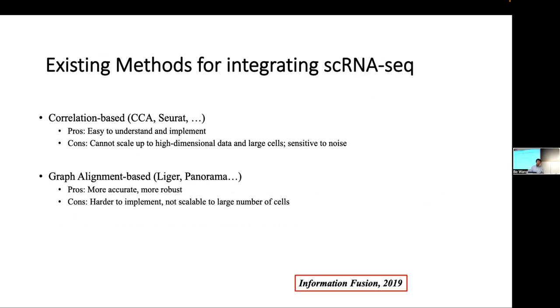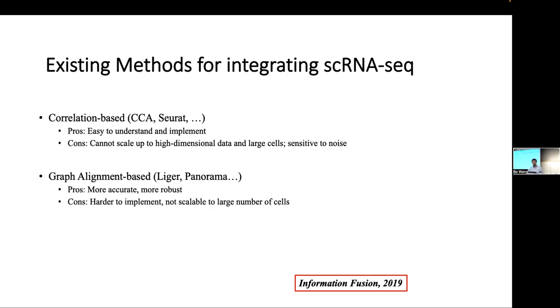There are already many methods, either statistical or machine learning, to integrate single cell RNA-seq data, and most of them can be classified into two types. One is correlation-based, such as CCA or SRAP, which simply look at correlations of cells. Another is graph-based, for example Liger, Panorama, but they also have communication issues because they always need to construct a large number of graphs. So I won't bore you with these existing approaches.